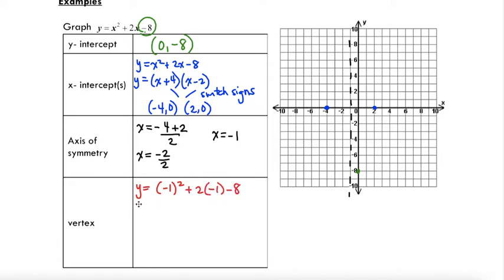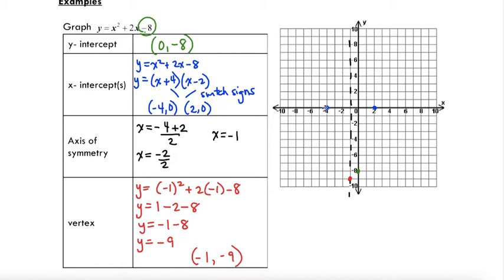And then I'm going to solve for y using order of operations. -1 squared is +1. 2 times -1 is -2. Take away 8. So I have 1 minus 2, which is -1. And -1 take away 8 is -9, which means I have a vertex at the coordinate -1, -9. So -1, -9, there is my vertex.